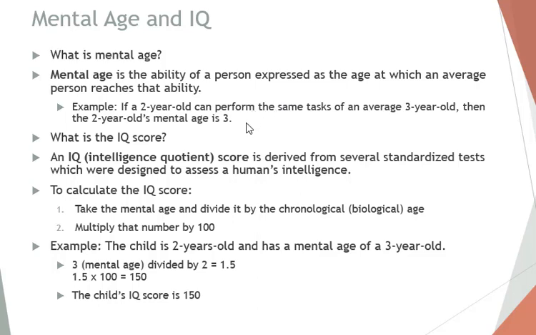Now, the ability includes reasoning, mathematical calculations, and various other types of mental processes. So, if a 2-year-old can perform the same tasks as an average 3-year-old, then the 2-year-old's mental age is 3. Obviously, the person's physical age is still 2, but his or her mental age is 3. Then we've got the IQ. IQ stands for intelligence quotient, and it is derived from standardized tests which were designed to measure humans' intelligence.